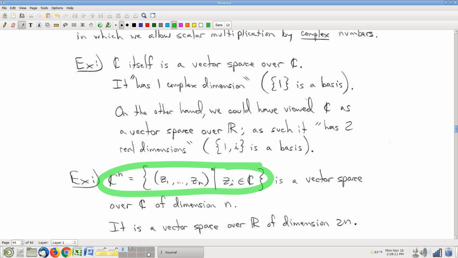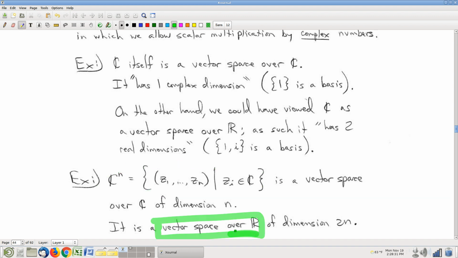Find a basis for Cn over C. Hint, standard basis. Persuade yourself that the standard basis is a basis for Cn if you allow complex scalars. But if you want to talk about Cn with real scalars, it is 2n dimensional, not n dimensional.